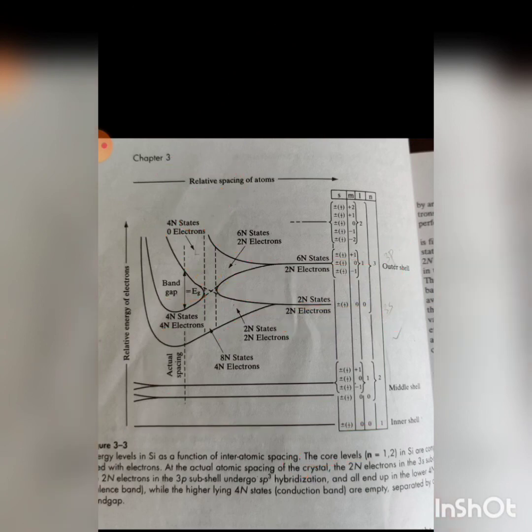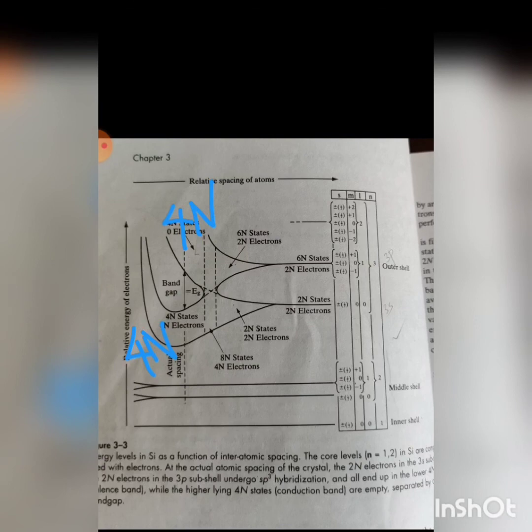When the interatomic space is further reduced, an equilibrium condition will be attained where the force of attraction and repulsion will be balanced. At that time, the band will split again into two bands. The upper one is known as the conduction band and the lower one is known as the valence band. There are altogether 8n states, so 4n states will be given for the conduction band and 4n states for the valence band.